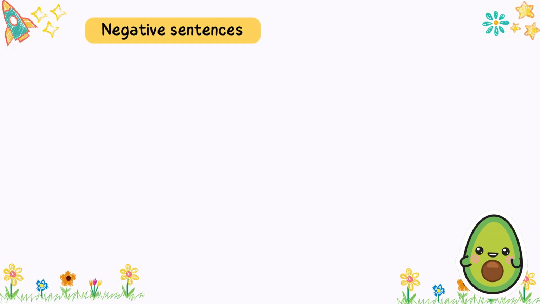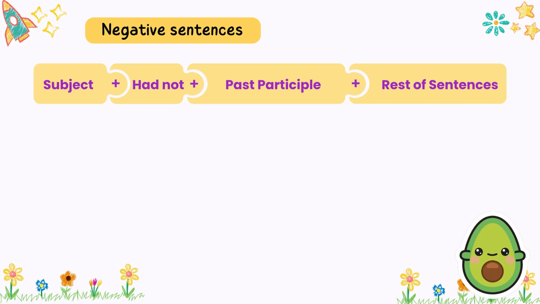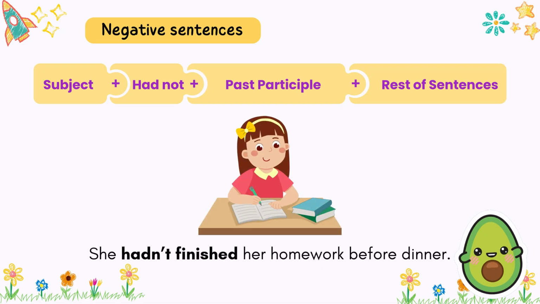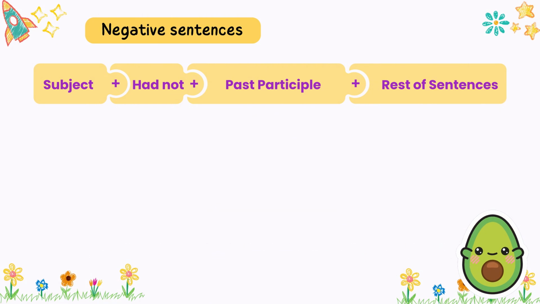Now, how do we say no in the past perfect? We just add not after had. Subject plus had not plus past participle. Example. She hadn't finished her homework before dinner. Remember, had not is the long form, and hadn't is the short form. They both mean the same thing.